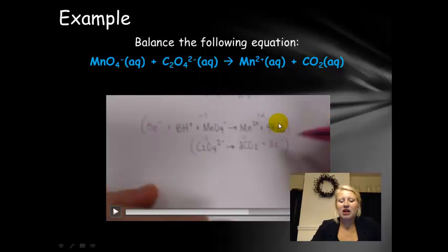The next step is that we need to multiply the entire equation by a number in order to get our electrons to balance. So we have 5 electrons and 2 electrons. The lowest common multiple is 10, so we're going to multiply the first equation by 2 and the second equation by 5.